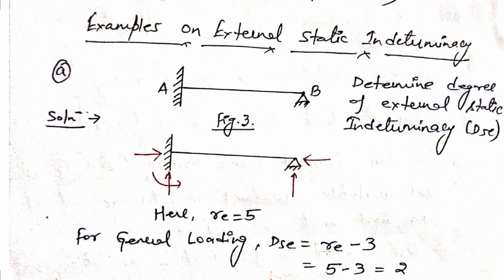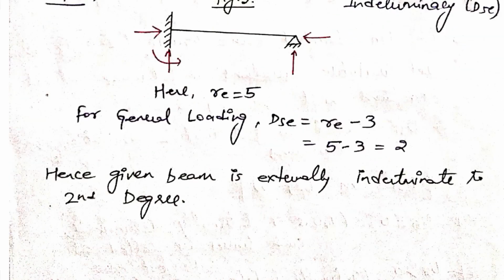For general loading, Re minus 3. The 3 is your three static equilibrium equations, that is horizontal, vertical, and moment. So Re is 5, minus 3 is 2. So DSE is equal to 2 for this general loading, so the given beam is externally indeterminate to second degree. By this way you can calculate your external static indeterminacy. Simply you can learn the formula: Re minus the available static equilibrium equations.